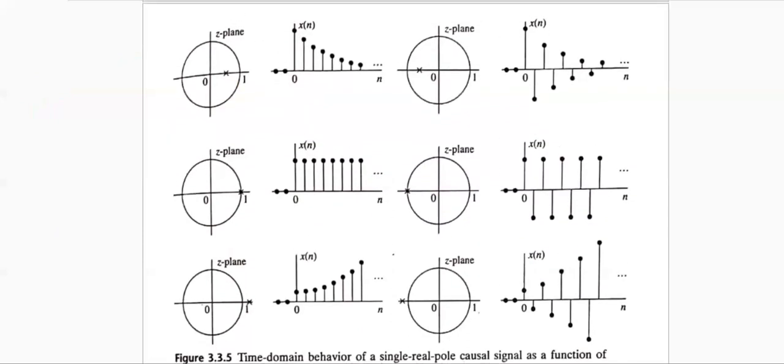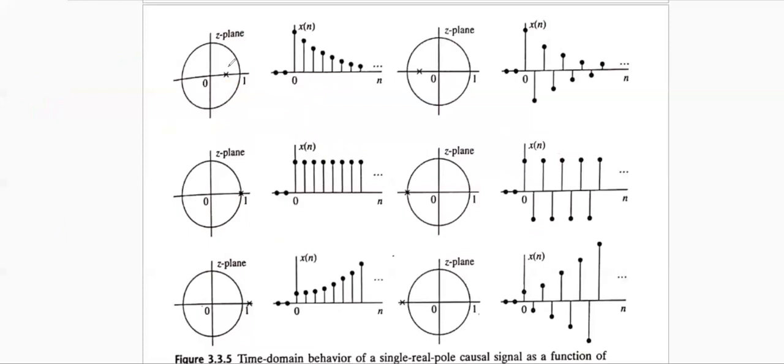So what we can see here is, if the pole is inside the unit circle, you need to specify whether this is a causal or anti-causal signal. First of all, for the causal signal, if the pole is inside the unit circle, then we can say that the system is stable. Whether the pole is positive or negative doesn't matter, as long as it is inside the unit circle.